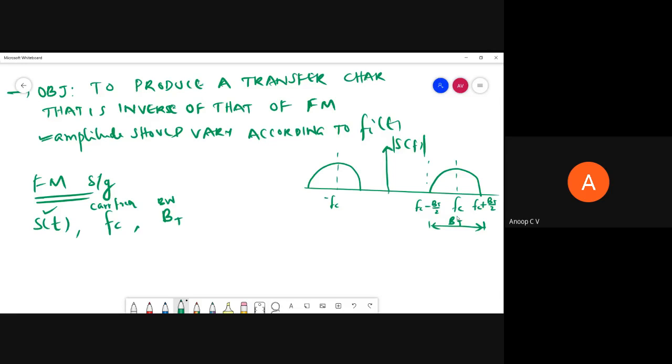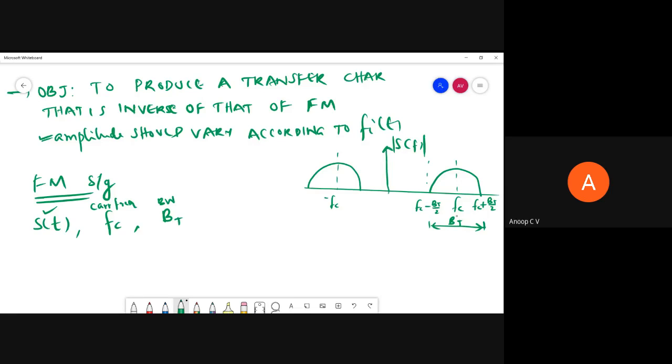So there is something called Carson's rule, and we have the universal graph of bandwidth, all those things, right? Using that we can find it. But in our assumption, this S of t will have frequency content from FC minus BT by 2 to FC plus BT by 2. You may be thinking, what is this BT? This BT is nothing but the bandwidth of the FM signal, which can be given by Carson's rule or whatever. So we are assuming this.